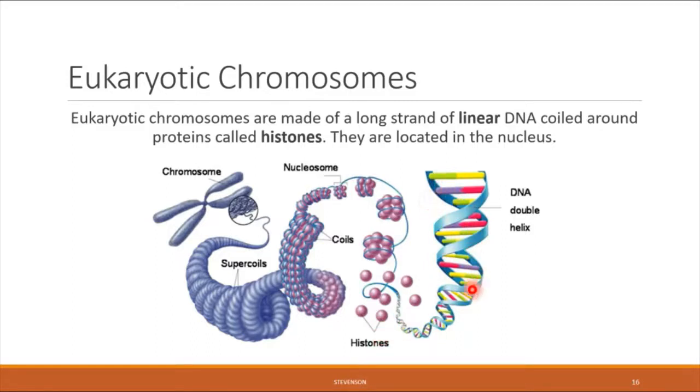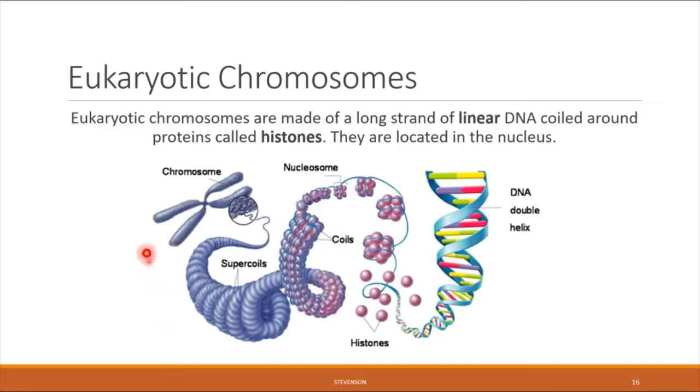So here we see the DNA, here we see it coiling around these bunches of histones, and then those bunches actually form these supercoils, which gather together into the shape of the chromosome, which is what you see back here. And of course, all of these chromosomes are located inside of the nucleus of the cell because we're talking about a eukaryotic cell here, not a prokaryotic cell.